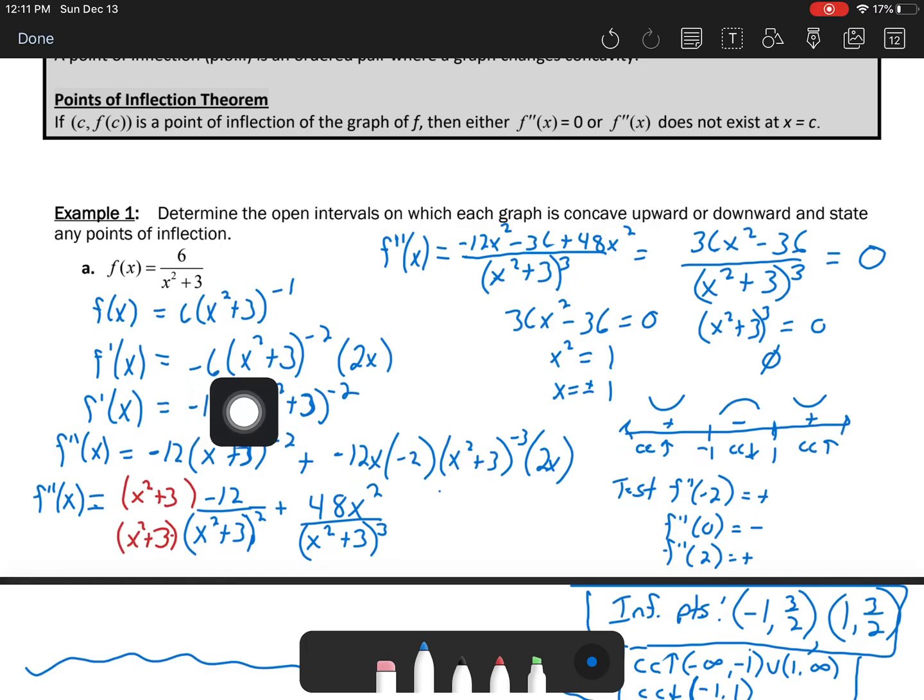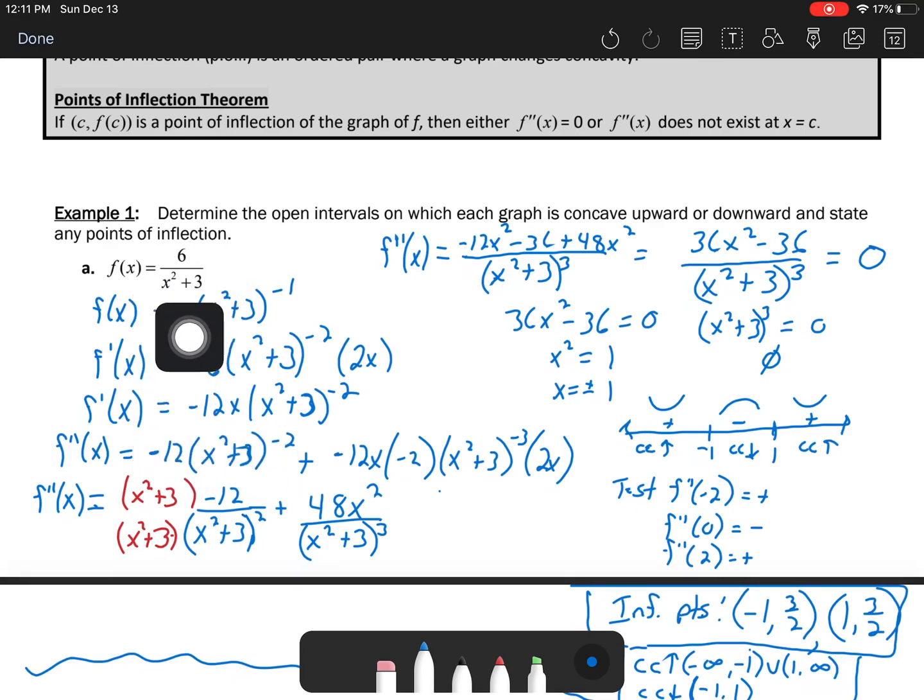Now I can use the power rule, multiply that -1, so it's -6 times x squared plus 3 to the -2, but then the chain rule is involved because I have to multiply by the derivative of that piece, which is times 2x. And then as I simplify that, 2x times the -6, I get -12x times the x squared plus 3 to the -2. So that's my first derivative.